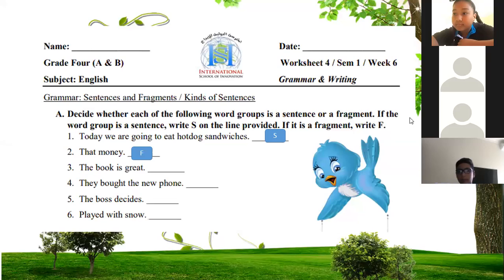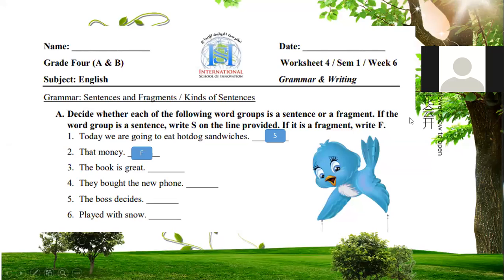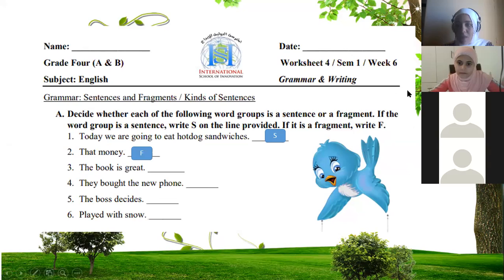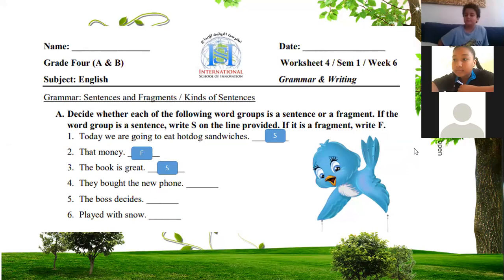Bravo. Okay, let's take Amal. Yes, Amal. Number 3. The book is great. Is it a complete sentence or a fragment? It is what? Sentence. Excellent. Thank you, Amal.